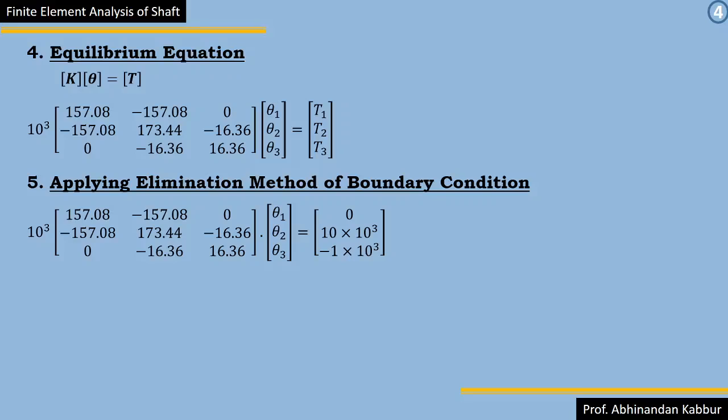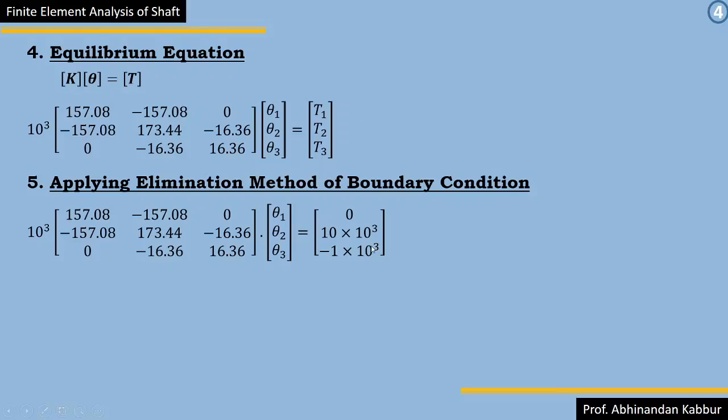Now here I need to apply the elimination method of boundary condition, and I'll put the values of T1, T2, T3. T1: there is no torque at node number 1 because it is completely constrained. T2: I have a torque of 10 kilonewton meter in the clockwise direction, therefore it is plus 10 into 10 to the power of 3 Newton meter. Then T3 is acting in an anti-clockwise direction, that means counterclockwise, therefore it is minus 1 into 10 to the power of 3 Newton meter. So these are the two torques applied at node number 2 and 3.